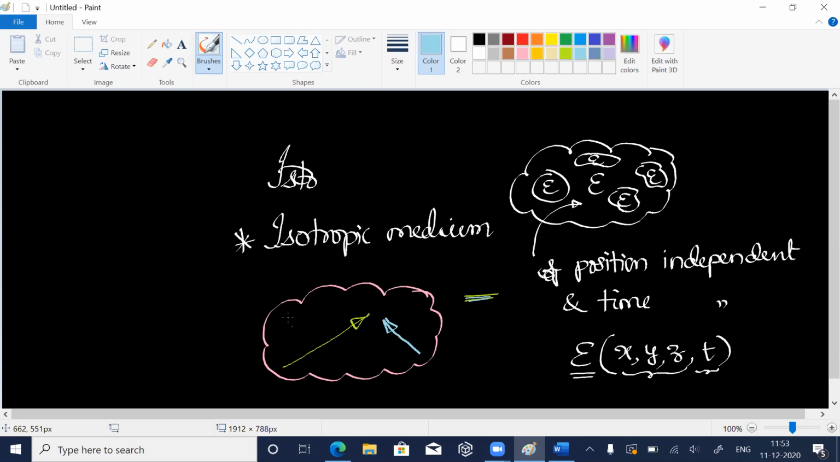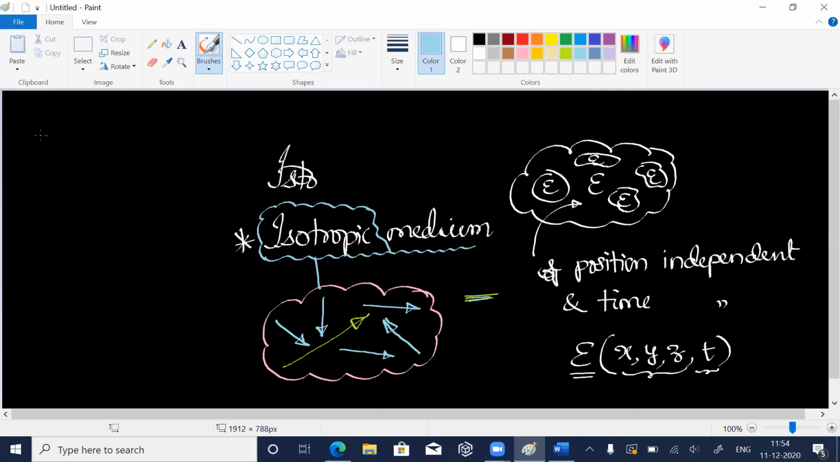However means in whatever direction you travel doesn't matter. Second time I go this way, I come like this, I go this way. However you go in this medium doesn't matter, the medium remains the same. The medium properties will never change. So this kind of beautiful medium is a hypothetical isotropic medium. This is highly impossible in general, but still we can approximate this, not a problem.